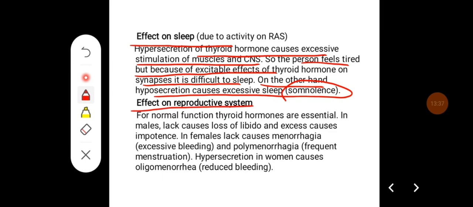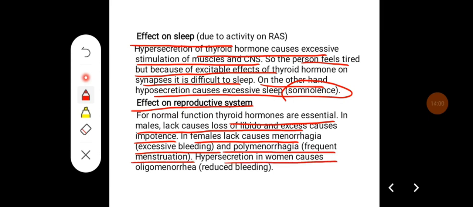Effect on reproductive system. Thyroid hormones are essential for normal reproductive function. In males, lack causes loss of libido and excess causes impotence. In females, lack of these hormones causes menorrhagia, that is excessive bleeding, and polymenorrhea, that is frequent menstruation, and hypersecretion of thyroid hormone in humans causes oligomenorrhea or reduced bleeding.